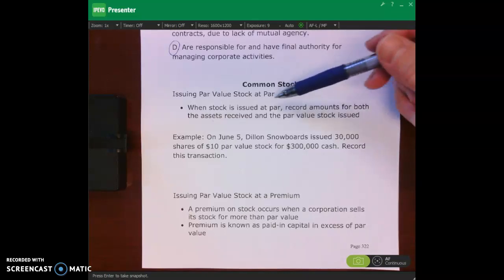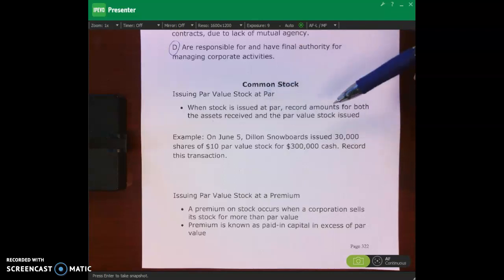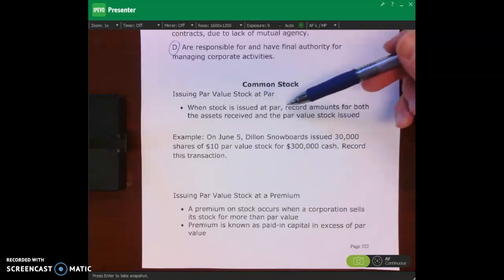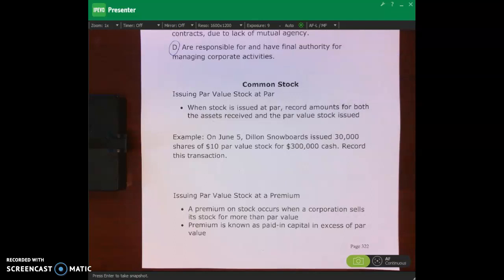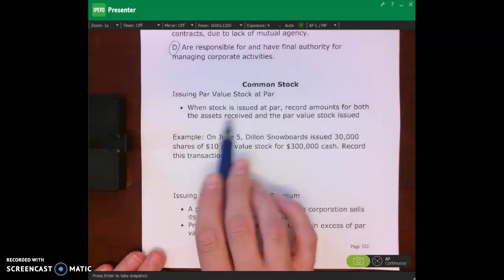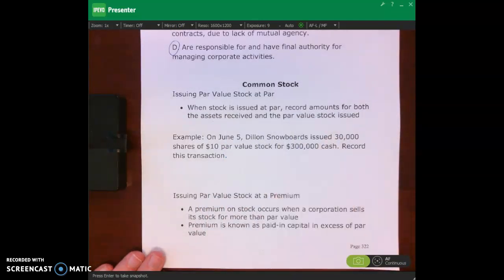So issuing par value stock at par. So issuing stock at par. When stock is issued at par, what we're going to do is record the amounts for the assets received, which is going to be cash typically. And then we'll also record the par value stock, okay?